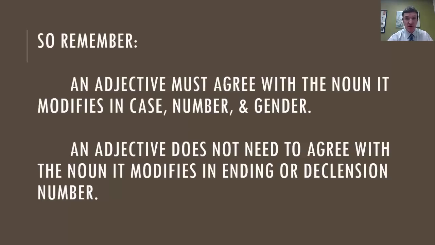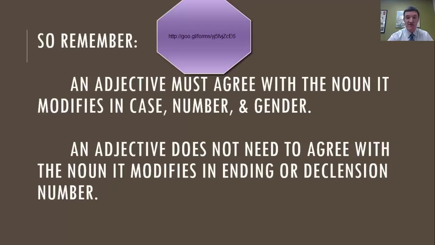Okay? Here's your final parting blow. An adjective must agree with the noun it modifies in case, number, and gender. An adjective does not need to agree with the noun it modifies in ending or in declension number. Okay? If you remember nothing else from this fun little video, I want you to remember that. An adjective must agree with the noun it modifies in case, number, and gender. An adjective does not need to agree with the noun it modifies in ending or in declension number. So it's perfectly okay for our third declension nouns to go with 1/2 adjectives.